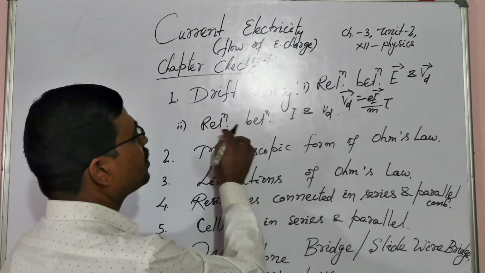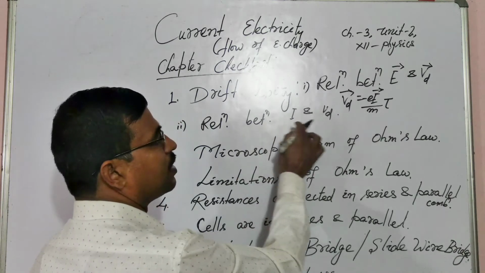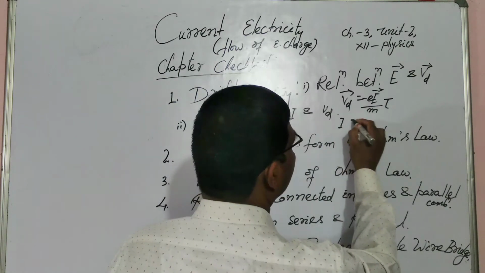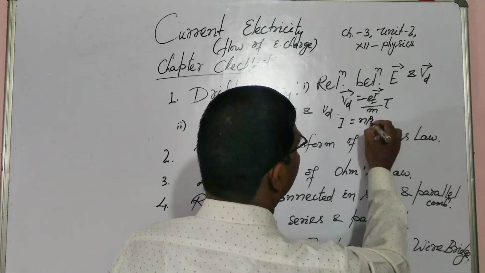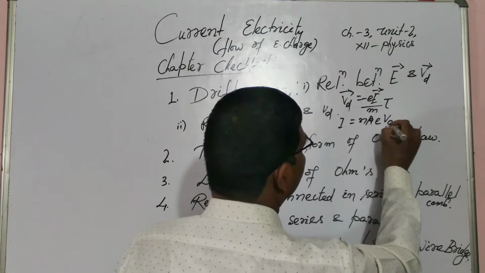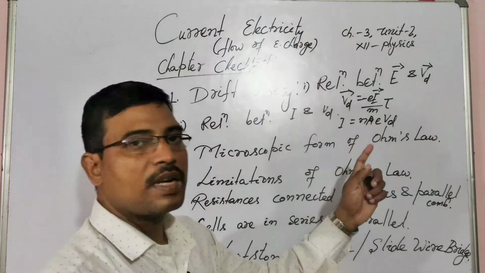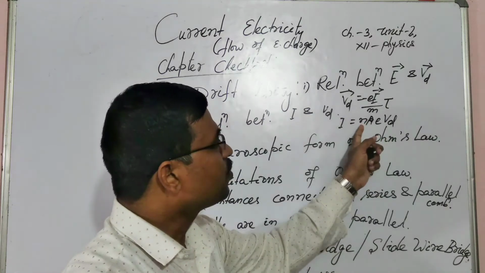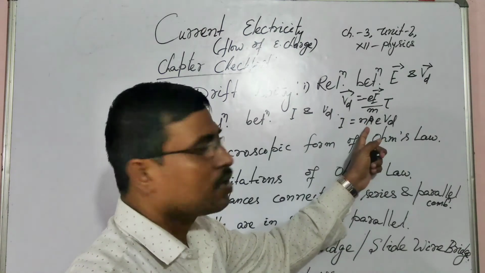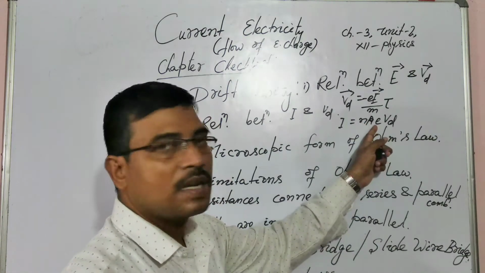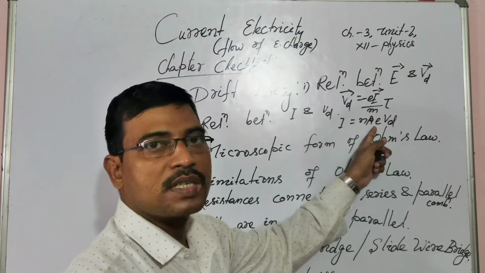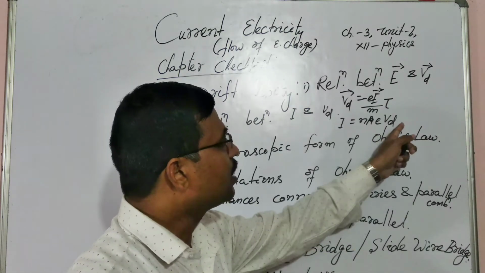Another one is the relation between electric current and drift velocity: I is equal to nAeVd, where every symbol has its usual meaning. n is the number of electrons per unit volume, A is the area of cross section of the conductor, e is the electronic charge, minus 1.6 into 10 to the power minus 19 coulomb, and Vd is the drift velocity.